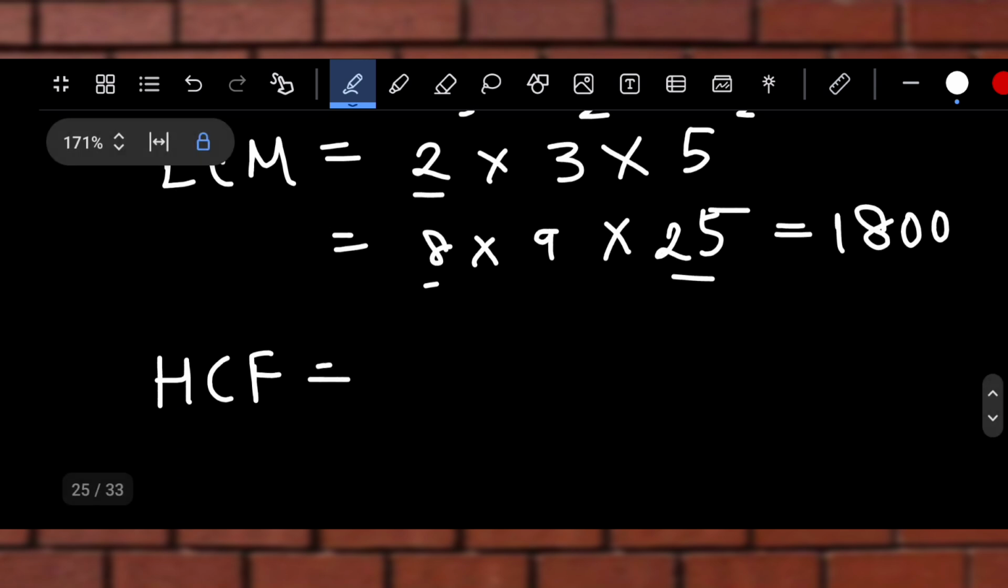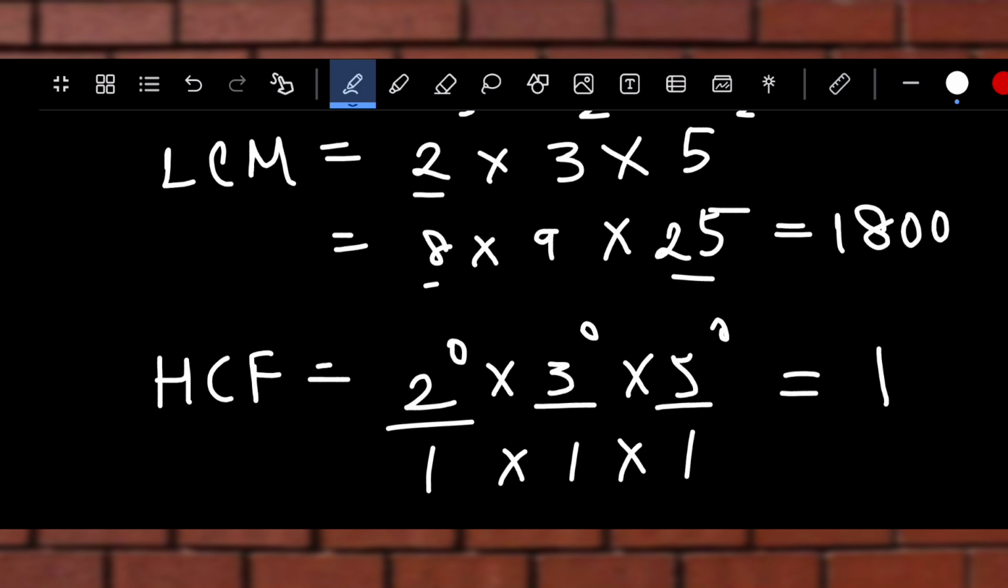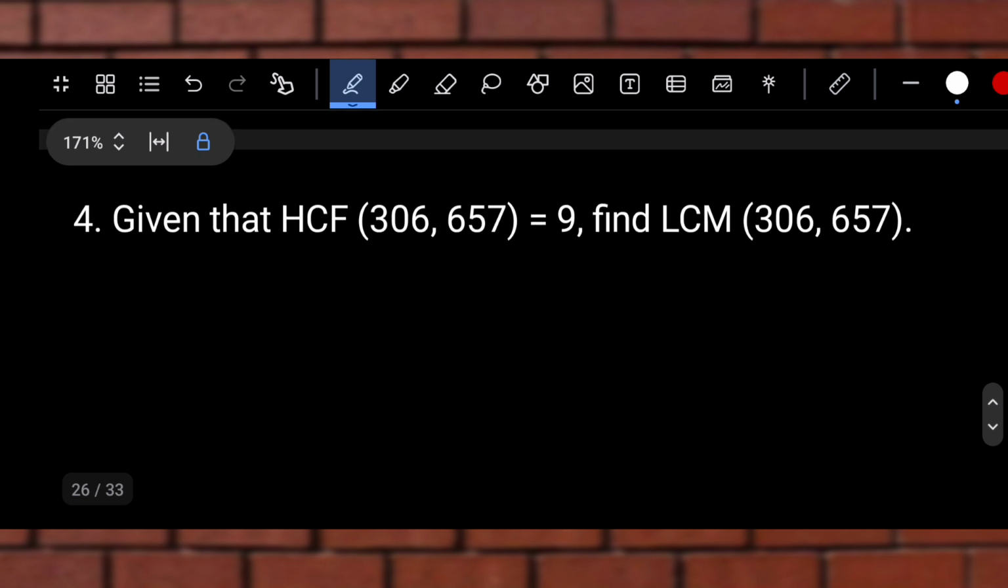Now HCF. For HCF, we write all the numbers with the lowest power. So 2 to the power 0 was the lowest, 3 to the power 0 was the lowest, 5 to the power 0 was the lowest, and any number to the power 0 is 1. Simple, because we get 1 into 1 into 1. Yes? Understood? Next, we'll go to the next question.